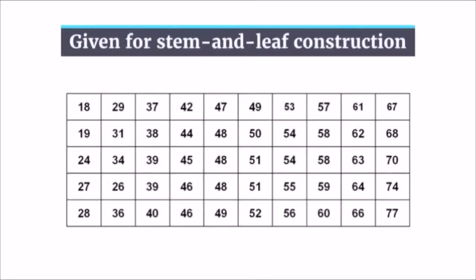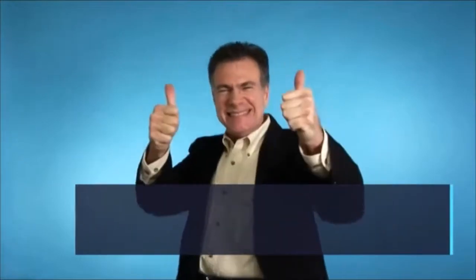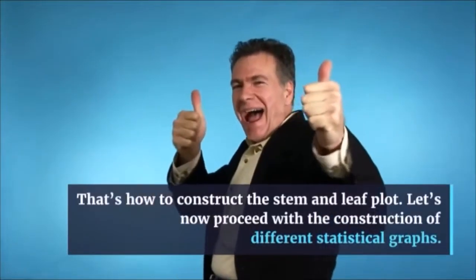We have a set of data here as an example, 50 numbers to be exact. And we need to construct its stem and leaf plot. So the stems or leading digits for the raw data are 1, 2, 3, 4, 5, 6, and 7, while the leaves for each stem are the trailing digits. These digits are recorded in the same row and are rank ordered to form a stem and leaf plot. Here is how the stem and leaf plot looks like. The stems are the leading digits or the tens digits, and the leaves are the trailing digits or the units digits. That's how to construct the stem and leaf plot.